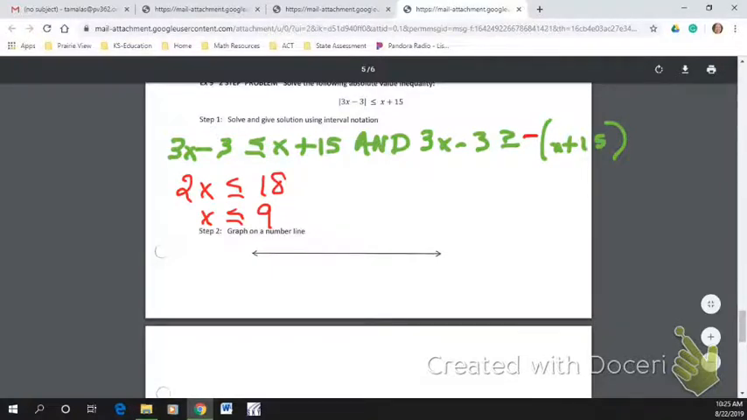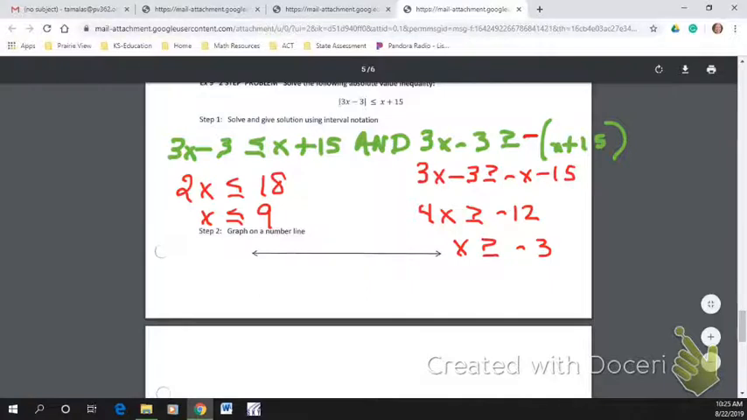Everybody good with that? Okay, now on this one over here, I have to distribute that negative, so 3x minus 3 is greater than or equal to negative x minus 15. All I've done is distribute this negative sign right here to both of these. And now I can add an x to both sides and add a 3 to both sides. So if I add an x to both sides, I'll get a 4x. If I add a 3 to both sides, I will get a what, negative 12? So x comes out greater than or equal to negative 3.